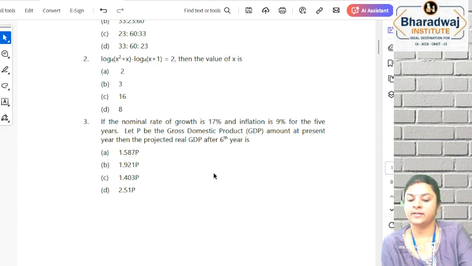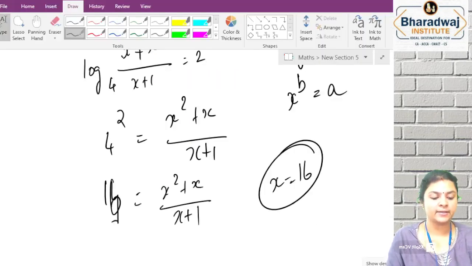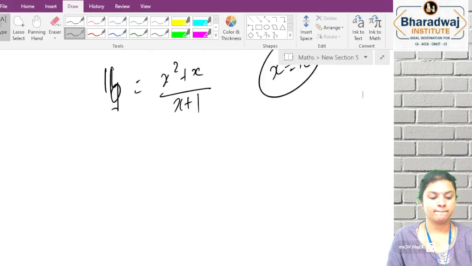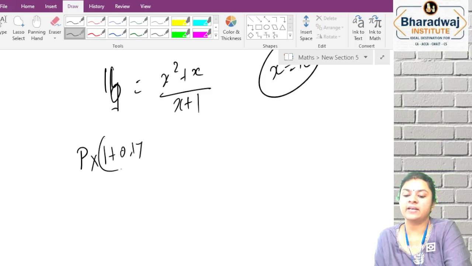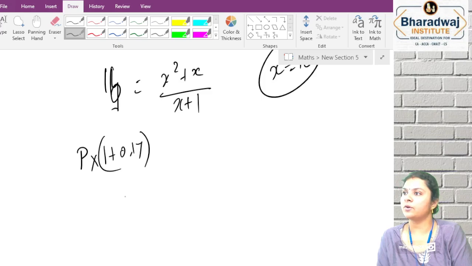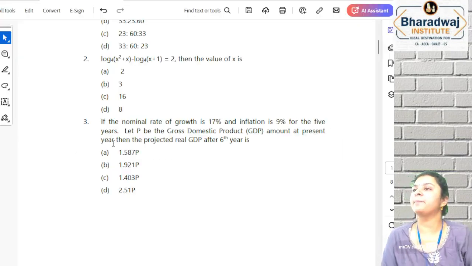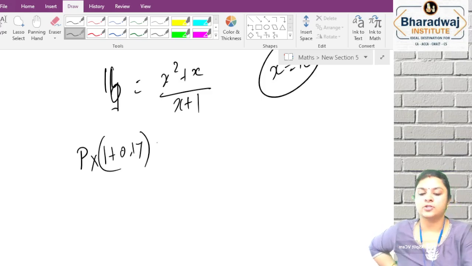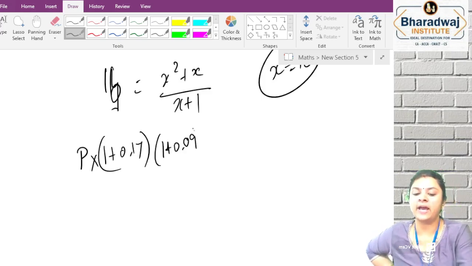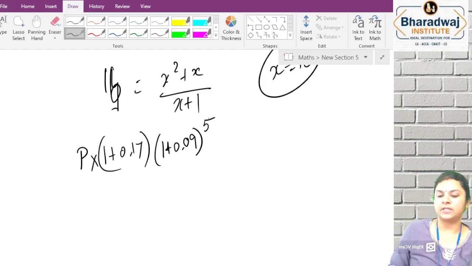Growth rate is 17%, correct? So first year your growth rate is going to be 17%. Let me say P is the present GDP, P into 1 plus 0.17, correct? Yes or no? And inflation is 9% for 5 years. So every year it is going to increase at the inflation rate. So into 1 plus 0.09, the whole power 5. Simplify and give me the answer.